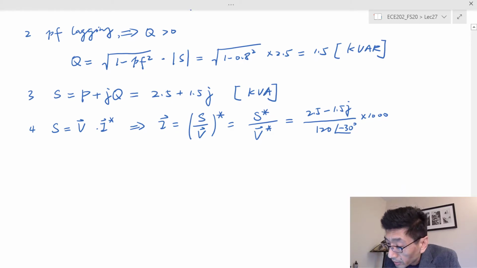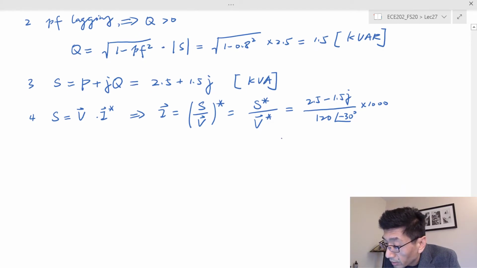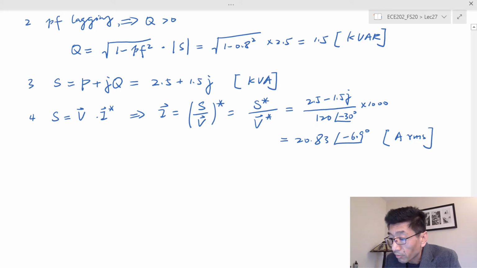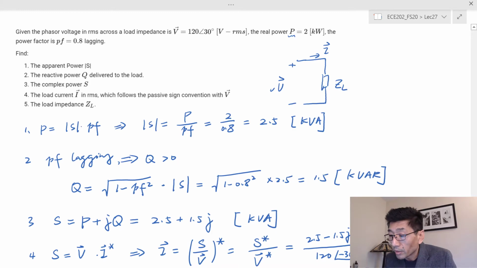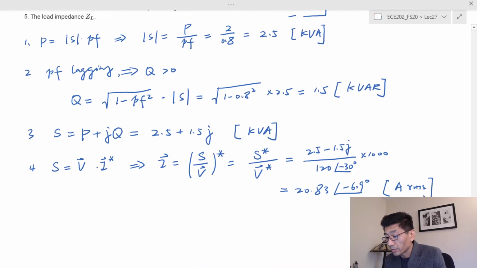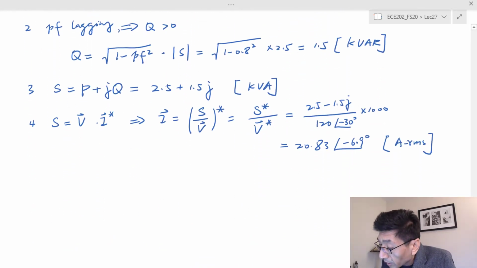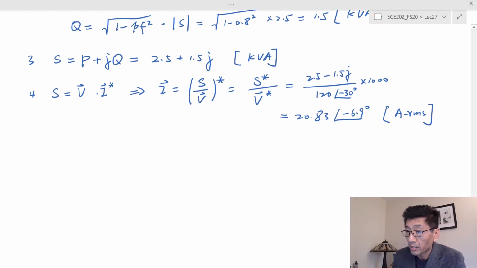And the calculation here, the final value I calculated is 20.83, and the phase angle is negative 6.9 degrees. And of course, this is in amps, and this is the RMS value, because V is in RMS value. I think V is indicated here as RMS, so therefore the current is also the RMS value.